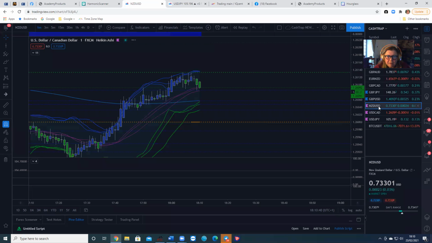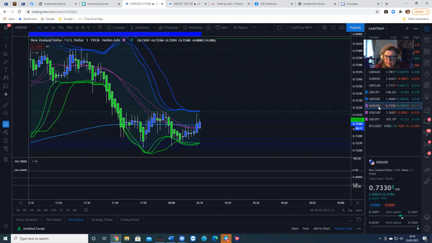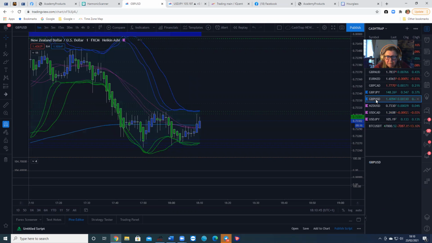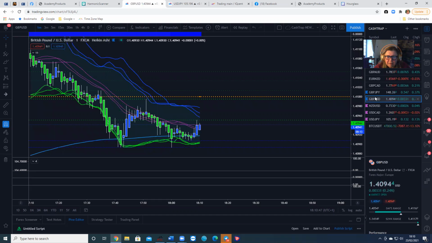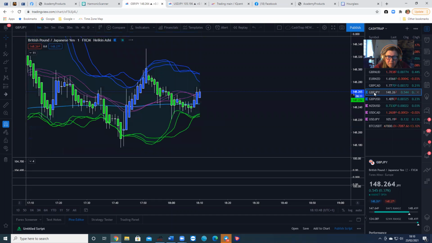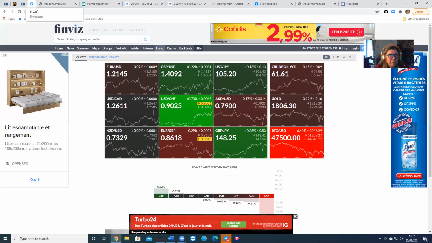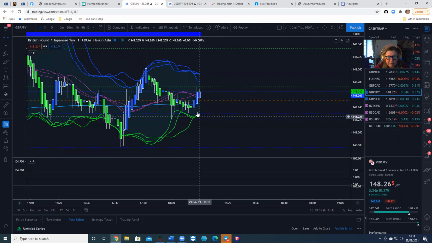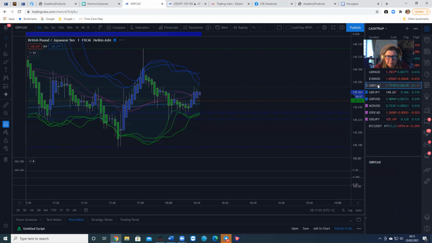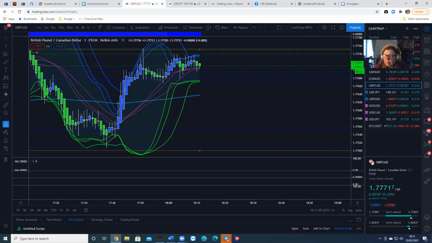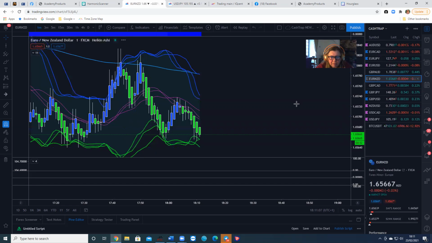NZD USD, the red lines through most of them. Yes, it could be time of day, I suppose. Yeah, it's GBP JPY, it's all on the moving averages at the moment. And Japanese bank holiday, GBP JPY very strong, going up. So I don't think there's a lot.